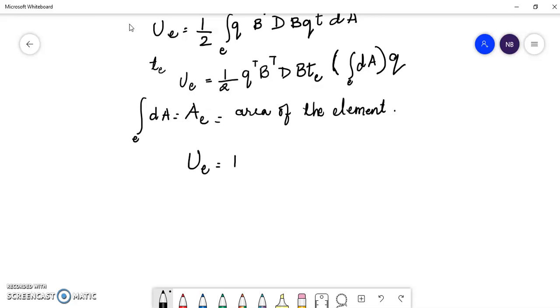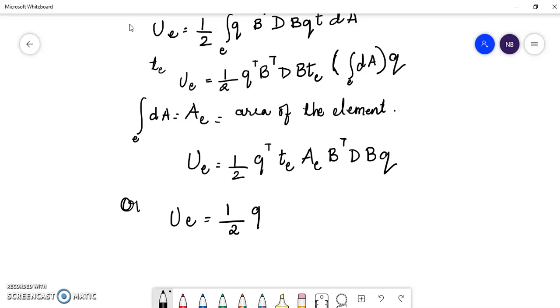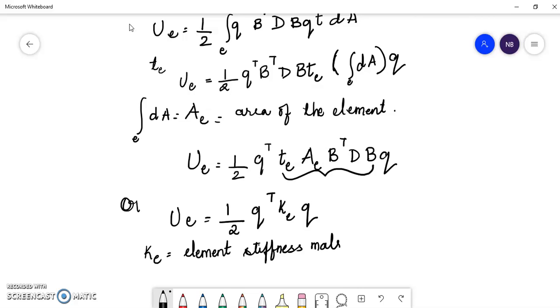So we have the strain energy UE equals to half Q transpose into the thickness TE into the area AE B transpose D B Q, or this can be written as half Q transpose KE into Q. So this term here TE into AE B transpose D into B is replaced by KE, and KE is the element stiffness matrix, which is TE AE B transpose D into B.